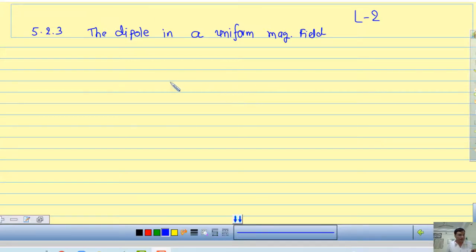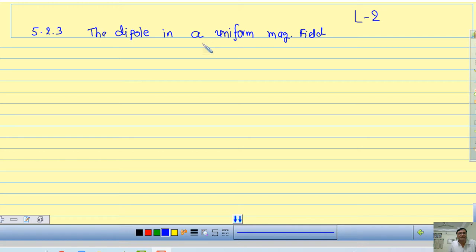So students, welcome to this second lecture of Magnetism and Matter. The topic is the dipole in a uniform magnetic field.